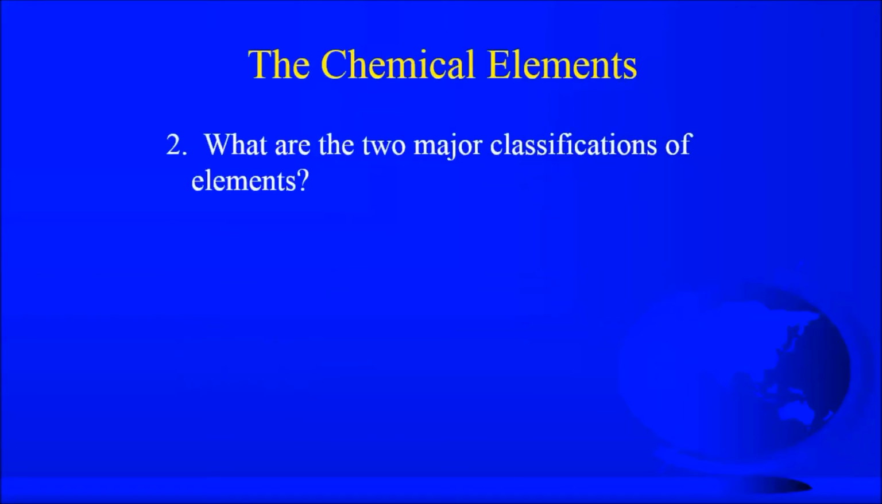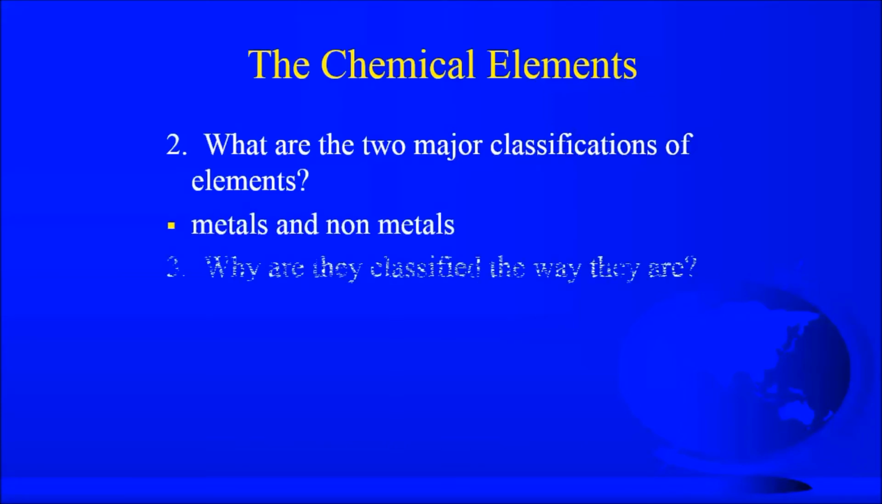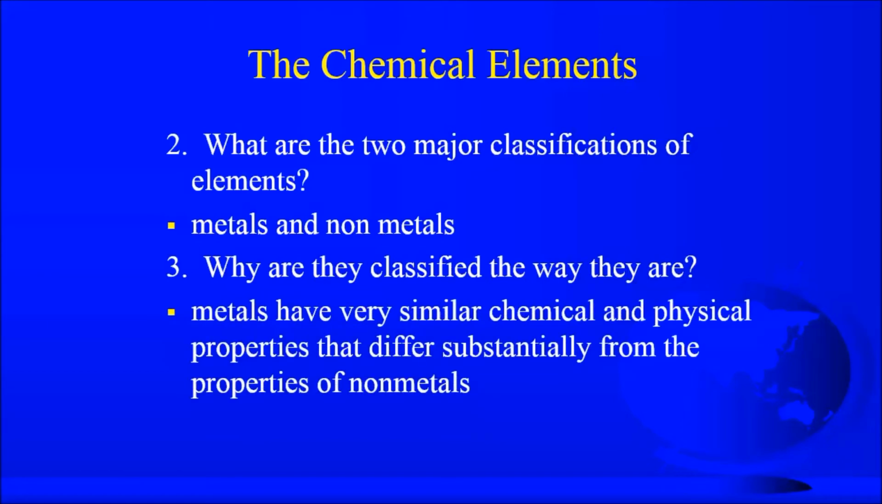What are the two major classifications of elements? Metals and non-metals. And why are they classified in those two distinctive ways? Well, metals have certain characteristics, and non-metals have almost opposite characteristics. The characteristics between metals and non-metals are very, very different. We can almost say that metals are from Mars and non-metals are from Venus. All right, so let's look at the characteristics of metals and non-metals and how they differ.